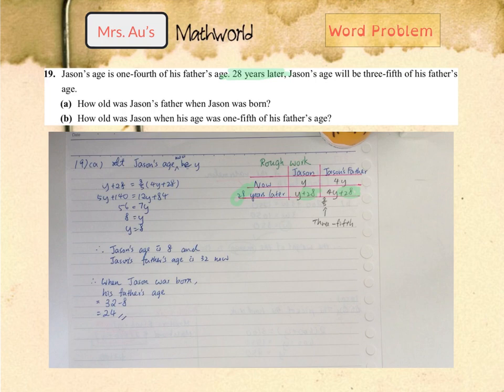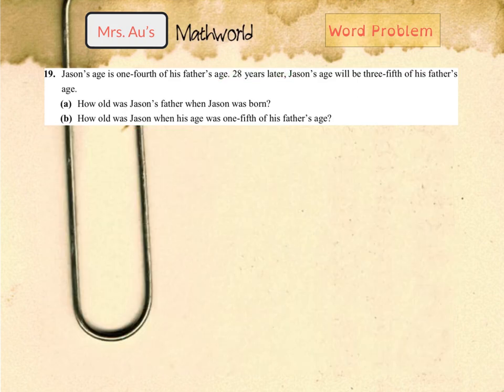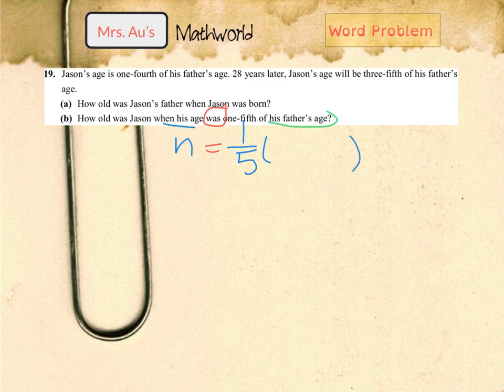But for part B, it's a little bit different because this time we don't have any ages which are before or after. So we just need to solve the equation as usual. As "was" is also a kind of equal sign like "is", and then his age, maybe I say it is n, and then "was" means an equal sign, 1/5 of his father's age. So 1/5 of his father's age.